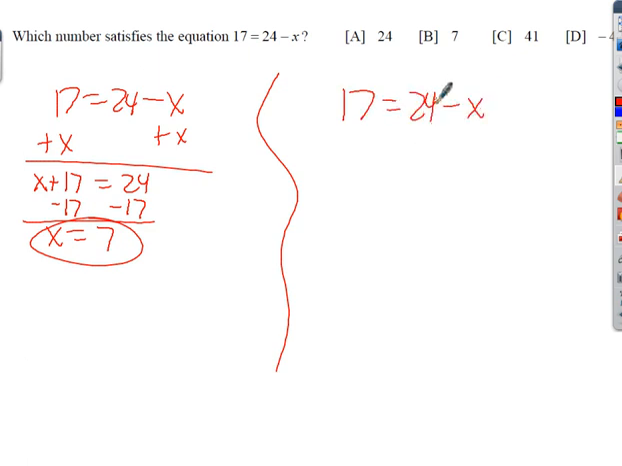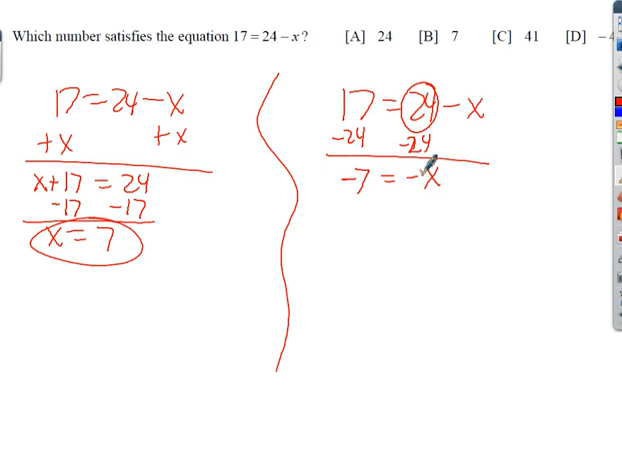It's not a negative, it's a positive, and they're going to subtract 24 from both sides. They're left with negative 7 over here and negative x over here. And you can see why some people would prefer not to do it this way, because they get a little confused here. But this is negative 1x.